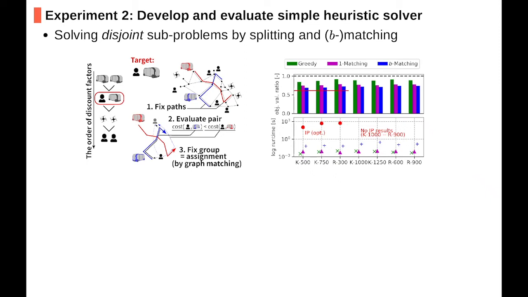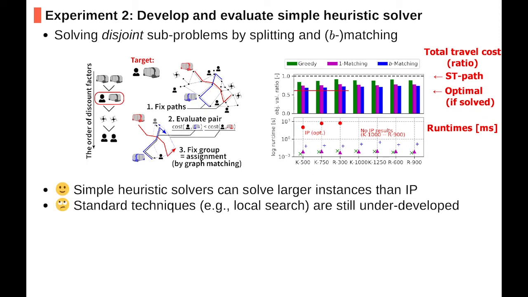The above chart shows the ratio of total travel cost, and the below one shows run times. The dotted line shows the total travel cost of the shortest paths, and the red line shows the optimal total travel costs obtained by IP solvers only for small instances. From experiments, we know that the simple solver can solve much larger instances than the IP solver. However, in the current status, the standard heuristic search techniques are still underdeveloped.